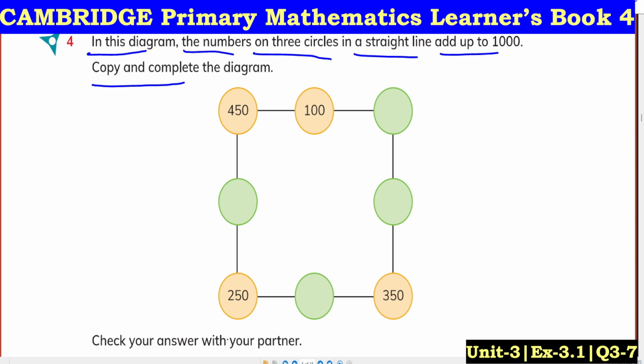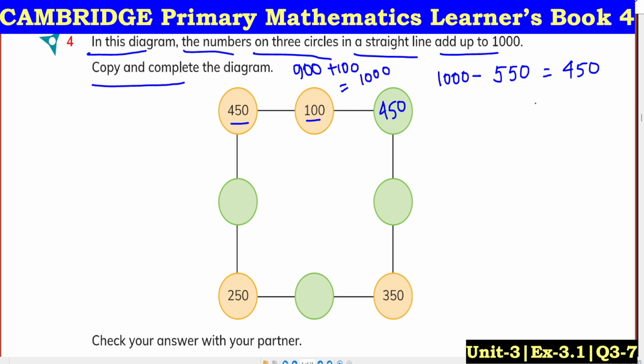So this one, here is a 450, here is a 100. So it becomes 550, right? So if we subtract from 1000, we will get 450. So here should be 450. Now look, 450 plus 450 is 900 plus 100 equals 1000.